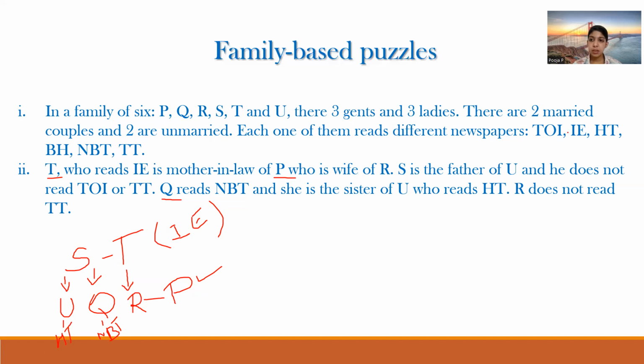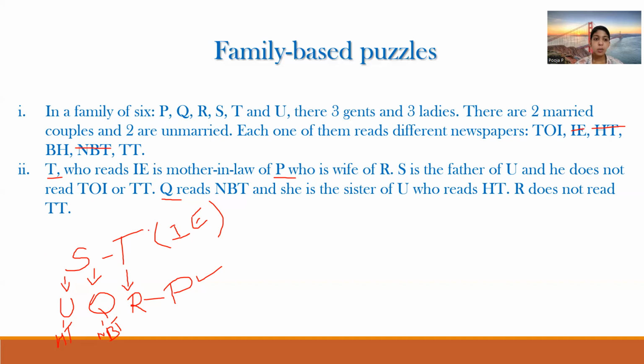So among these papers, Indian Express, Hindustan Times, Navbharat Times, these are done. Now R does not read the Tribune. So R is left out with only Business Herald and TOI, that is Times of India. And S does not read Times of India. So R is left out with only two options, Business Herald and Times of India.